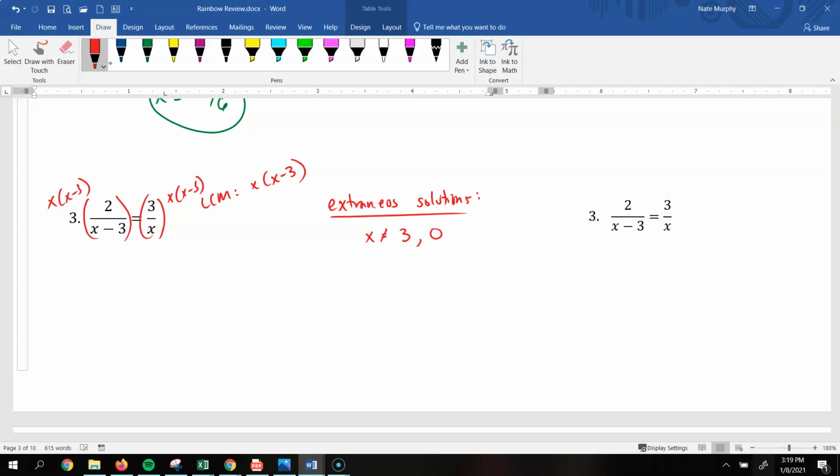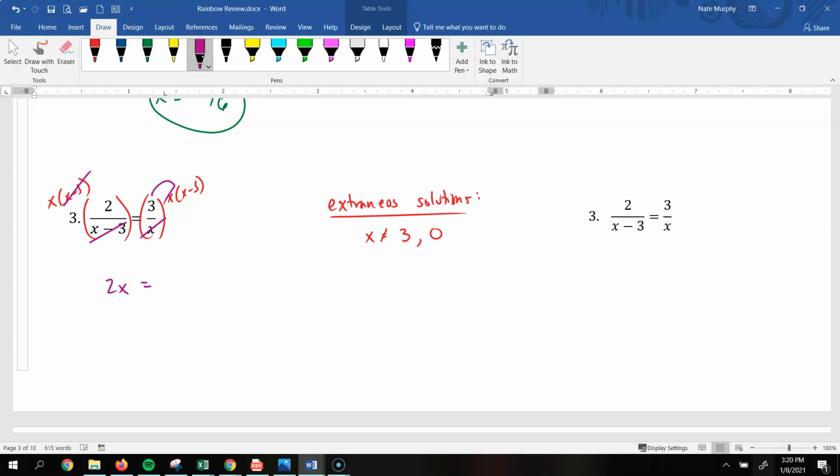Because what that's going to do is get rid of the fractions. Okay, we're not multiplying the numerator and denominator, we're multiplying each fraction by the LCM, because that gets rid of the fractions. So now the x minus 3's would cancel out, these two x's would cancel out, leaving me in that first fraction with just 2 times x, or 2x.